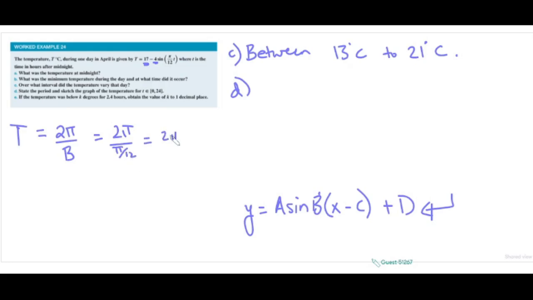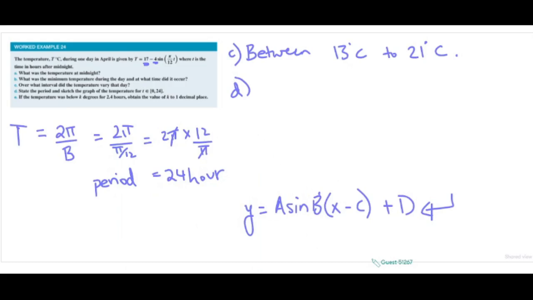So that's 2 pi times 12 over pi. Yep, this cancels. Okay, that works out really well. So the period is actually 24. Yeah, 24 hours. So the whole day is what it takes to do one complete cycle. And then sketch the graph of the temperature for T between 0 and 24.